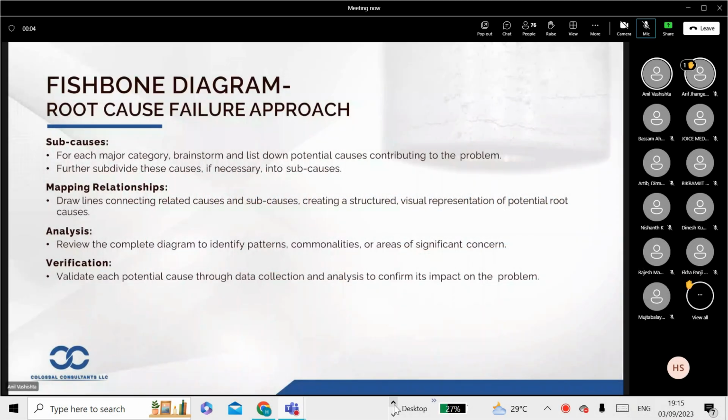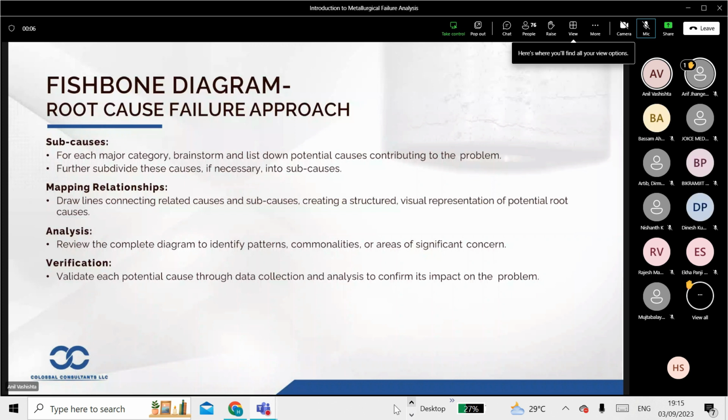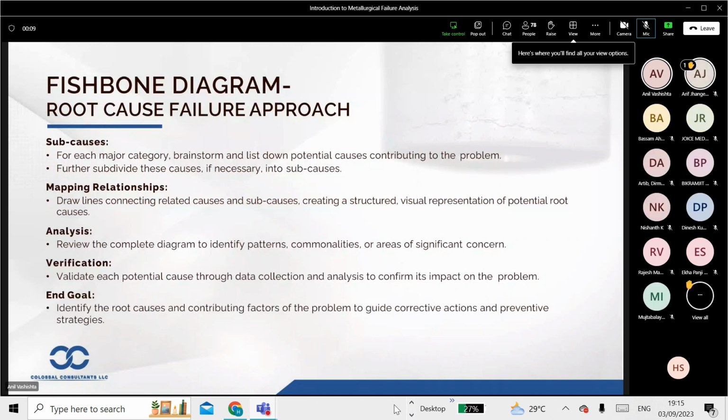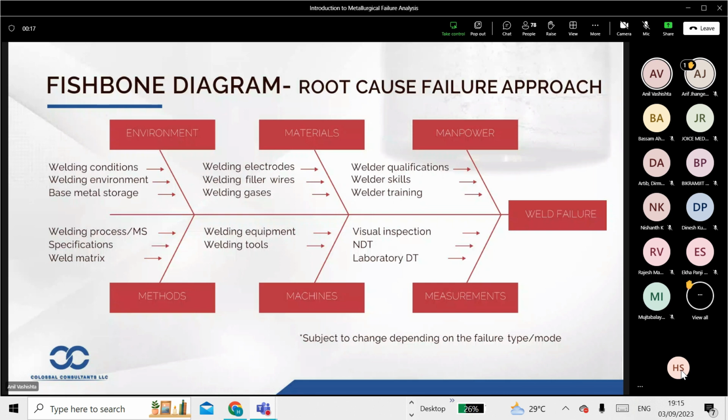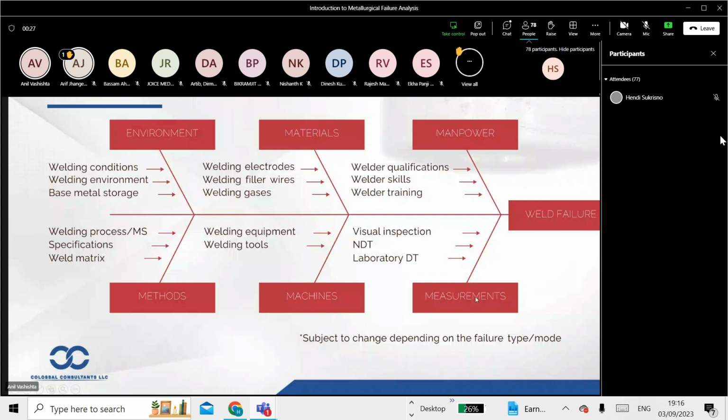Do the verification of the data which we have collected, and the end goal is to identify the root cause contributing to the failure. This is a typical fishbone diagram which we just discussed. This is the weld failure.